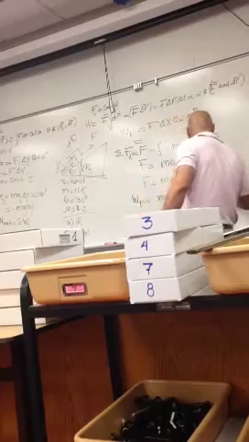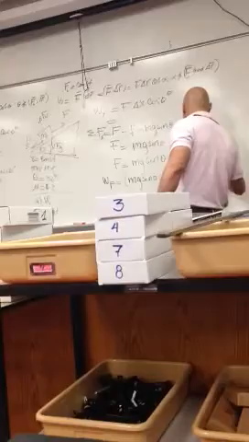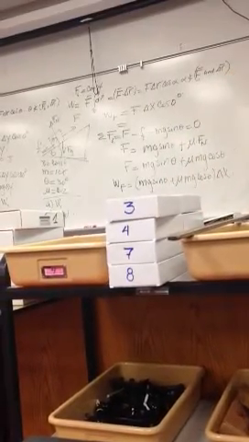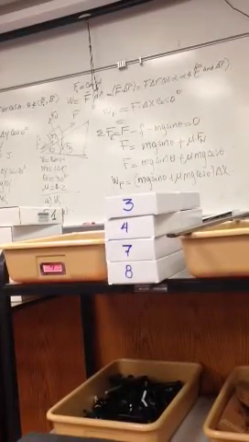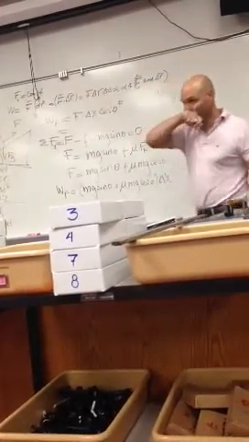Cosine theta times what? Delta x. Cosine 0 is 1. We got the work done by F. You substitute the value. What is the work done by another force?